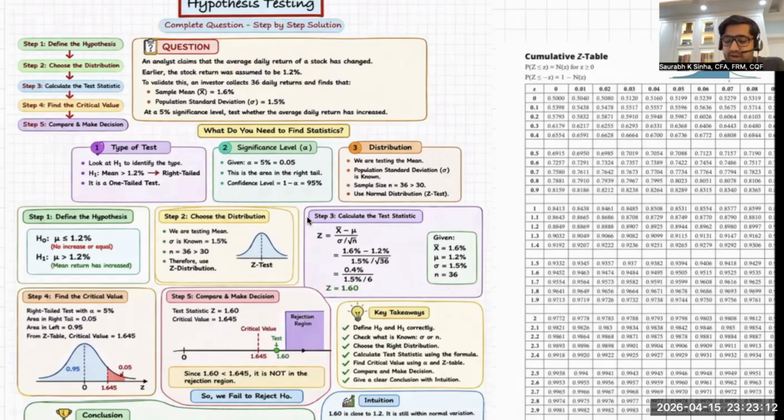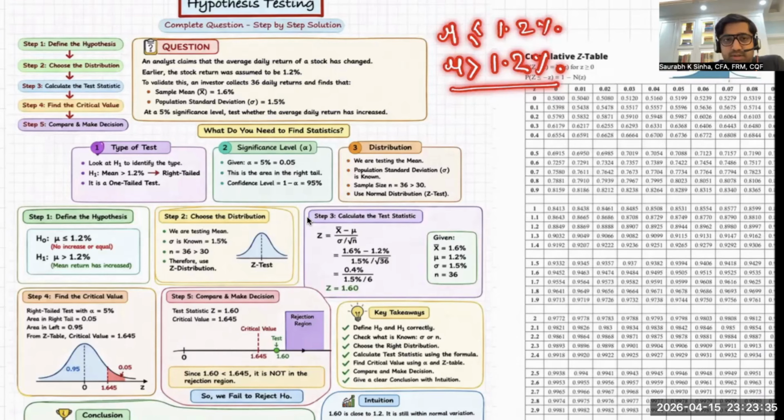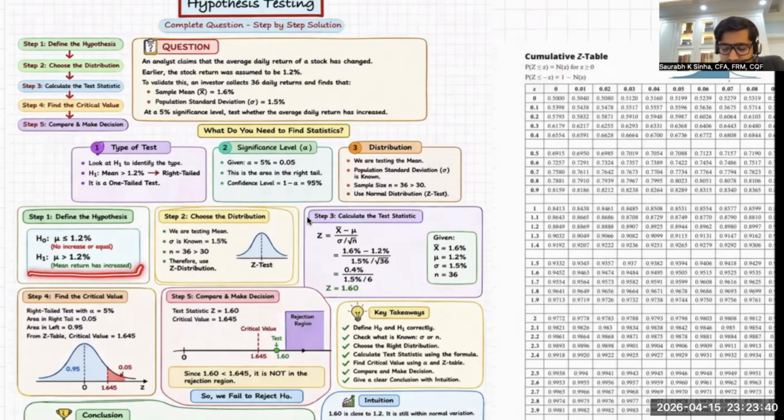So that becomes your alternate hypothesis. Your alternate hypothesis would be the mean return is greater than the historical mean 1.2%. And the contradictory statement is going to be your null hypothesis, that the mean return is less than or equal to 1.2%. This is what is written here: the alternate hypothesis is greater than 1.2% and the contradictory statement is that the mean return is less than or equal to 1.2%.